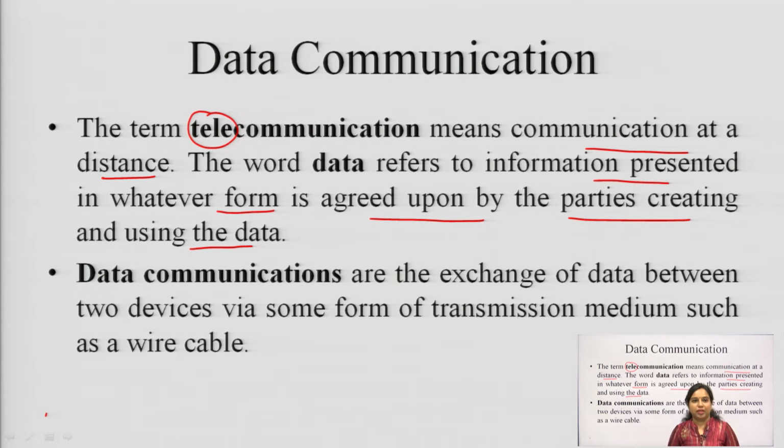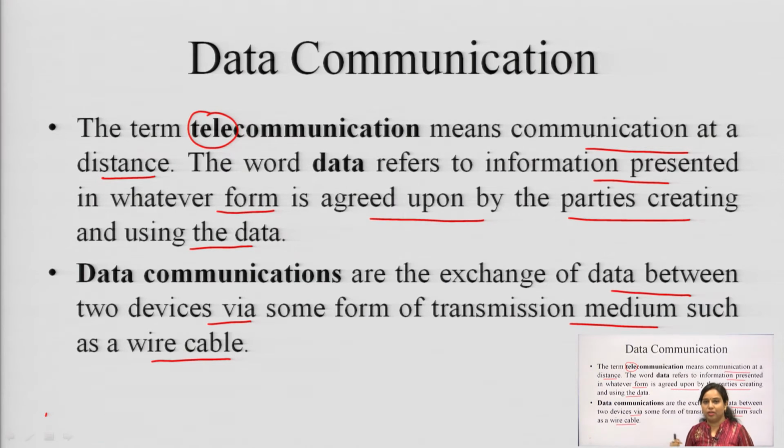Now, data communication is the exchange of data between two devices via some form of transmission medium, such as a wire cable. There is another term presented here: what is a transmission medium? I have said that for transferring information, you have to set up a link between the transmitter and receiver. There are two types of links. It may be a direct connection, meaning a point to point connection.